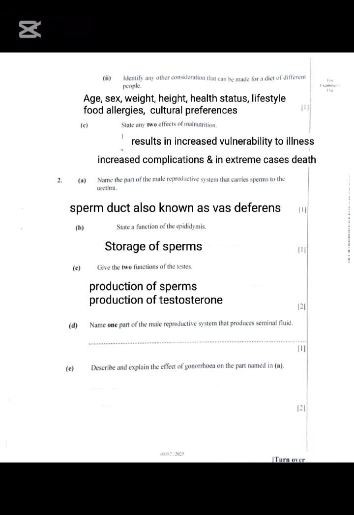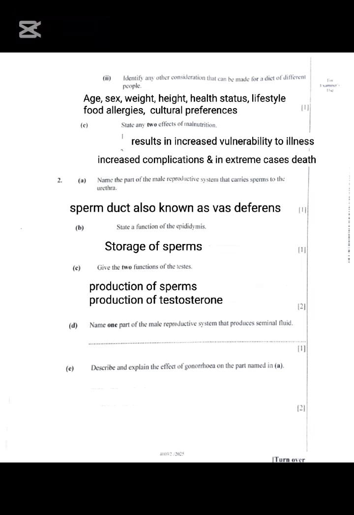So the role of the epididymis is the storage of sperms. And then part C, give 2 functions of testes. So the functions of testes, they are involved in sperm production. They are the ones that produce the sperms, and also they are involved in testosterone production. This is a male sex hormone which regulates the male reproductive development and characteristics.